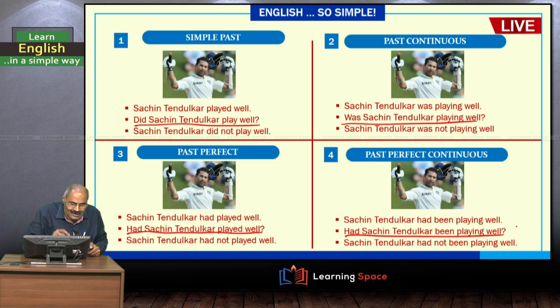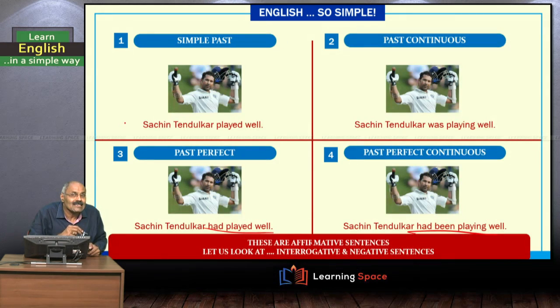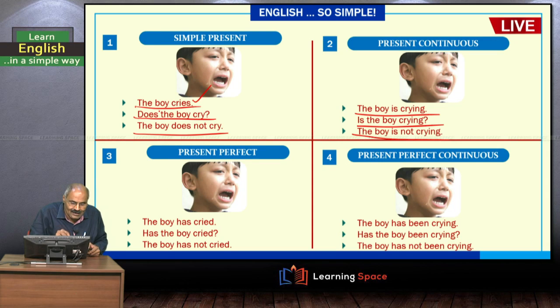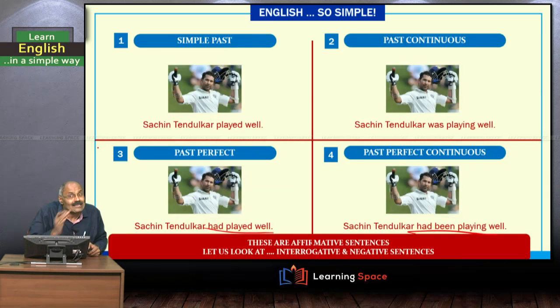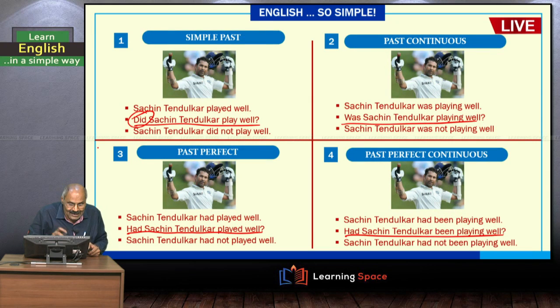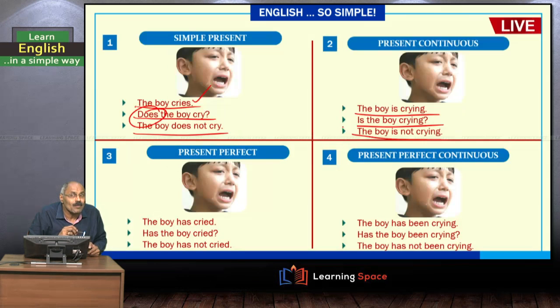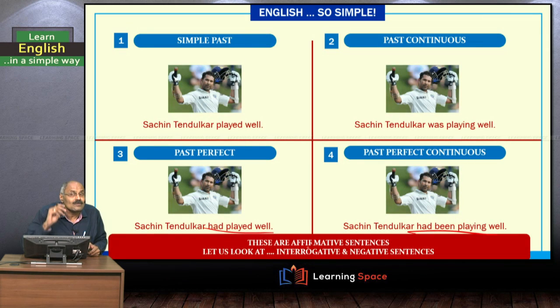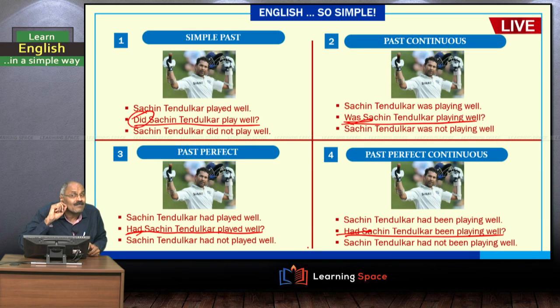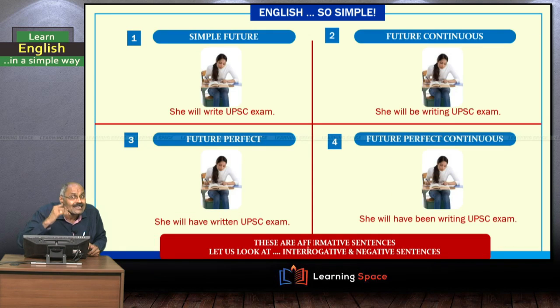So, please understand, here did, and in the present does or do will come, and here it is did, and here it has taken had, was, and if you go back, it is simply shifting it, is, here has. So, this is the way of transforming them from affirmative to interrogative as well as negative sentences.